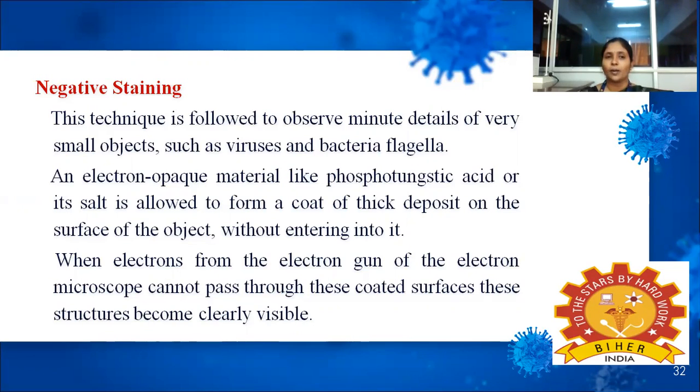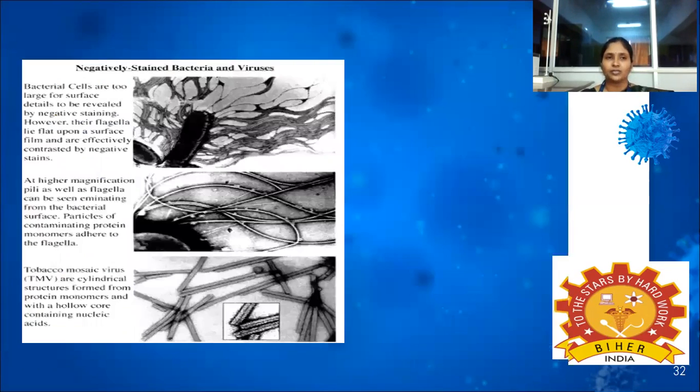The electron opaque material that is used is phosphotungstic acid. Electrons from the electron gun of the electron microscope cannot pass through these coated surfaces, so these structures become clearly visible. Since it has been coated on the top, it will not allow the electrons to penetrate deep inside. So it gives the shape of the bacteria, especially the external parts, even the pili or the flagella, which can be easily observed through negative staining, and it gives contrast between the internal structures and the outer structures of the bacteria.